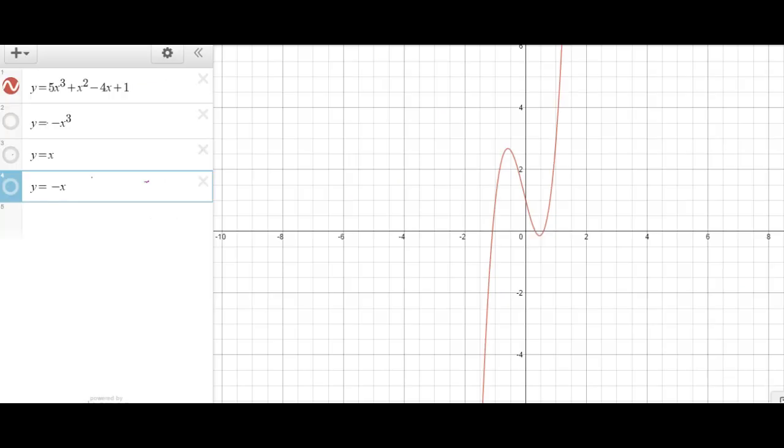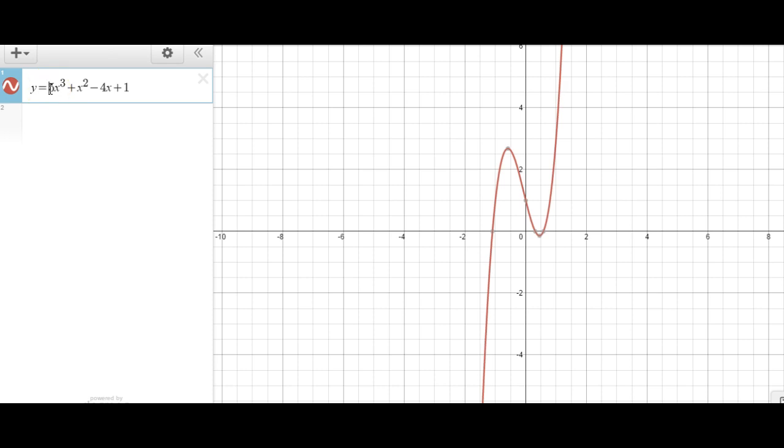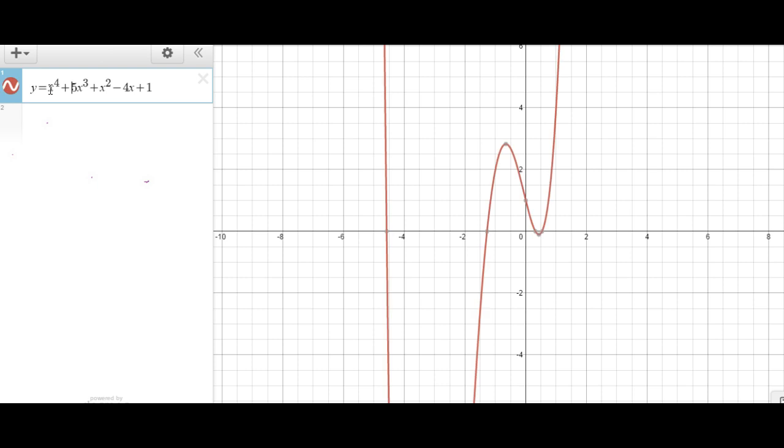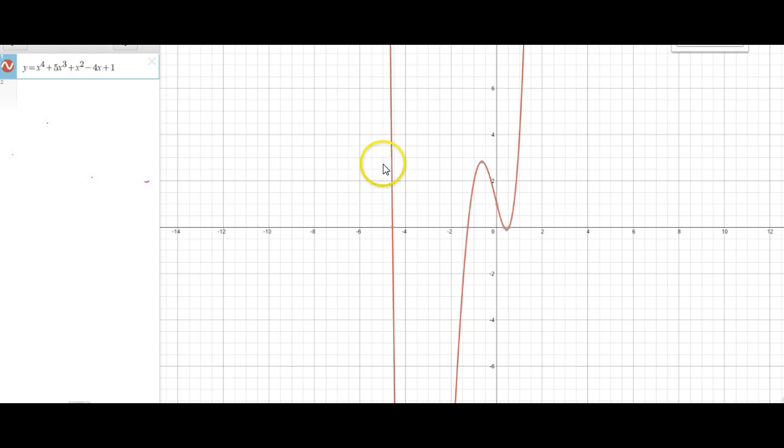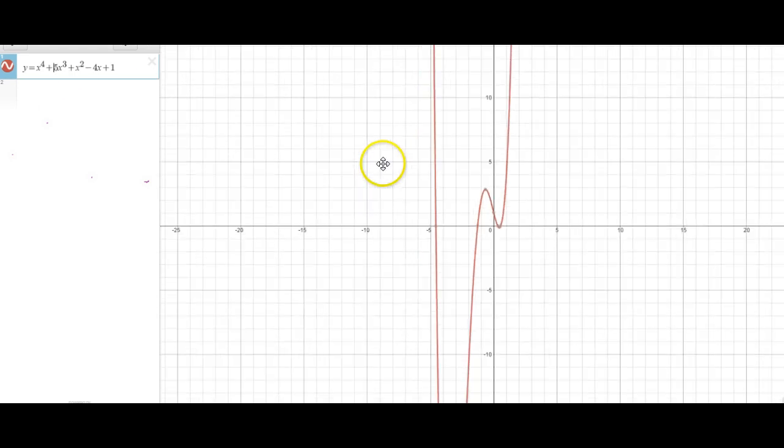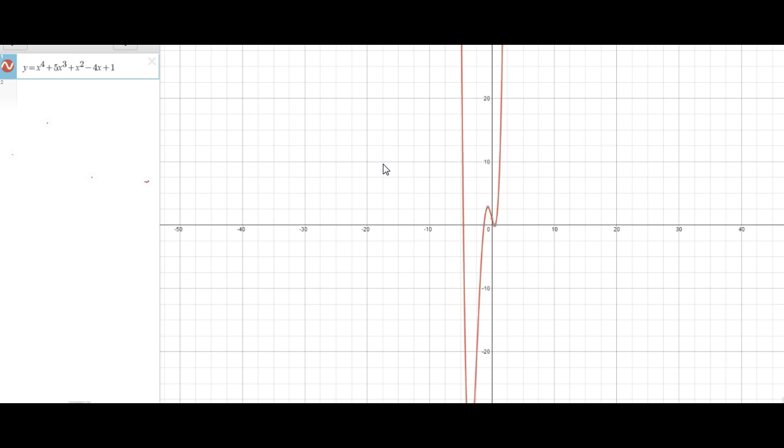Even, okay, now let's just look at a fourth degree. So to make this a fourth degree, I'm just going to stick something in front. Okay, let's just try x to the fourth plus, okay. Adjust this a bit. Okay. Like somewhere down here, it's turning around, right? Like you're heading down and it's turning around. So here's the fourth degree.